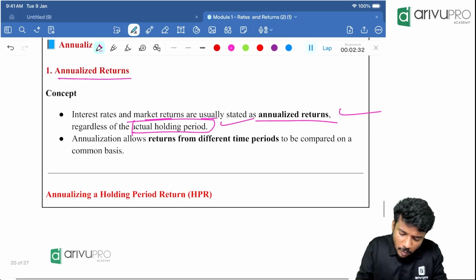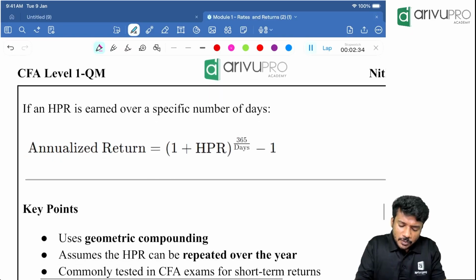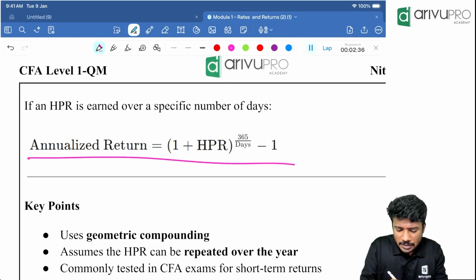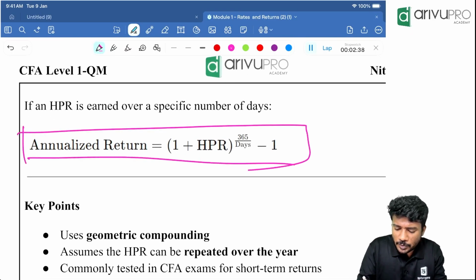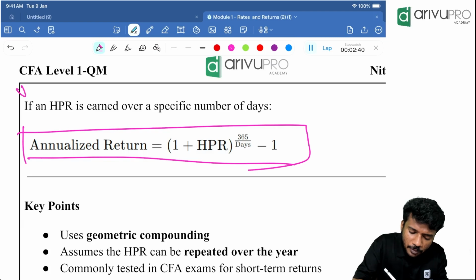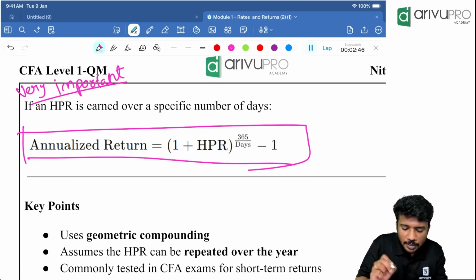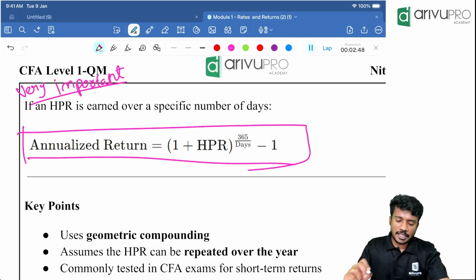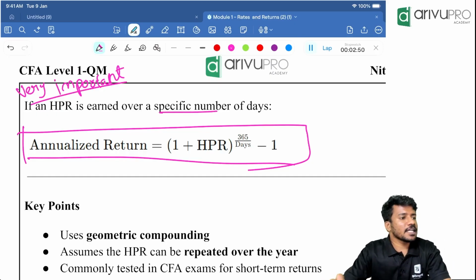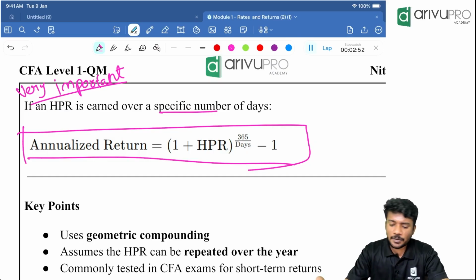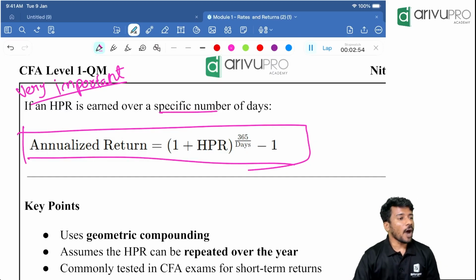Now, first one, for annualized return, we have a formula with respect to HPR, and it is very, very important. I'll give you multiple formulas with the help of this itself. If an HPR is earned over a specified number of days, the annualized return is nothing but (1 + HPR)^(365/days) − 1.